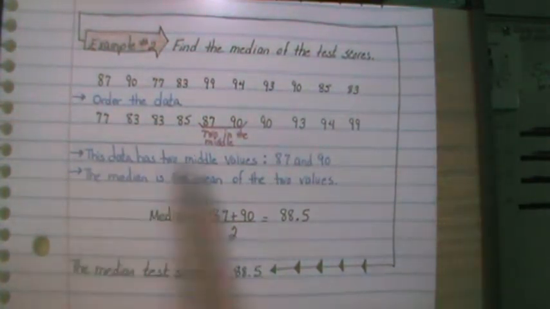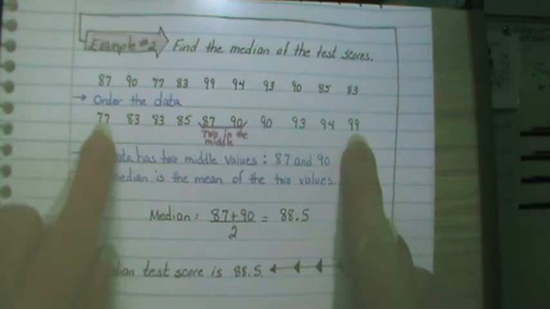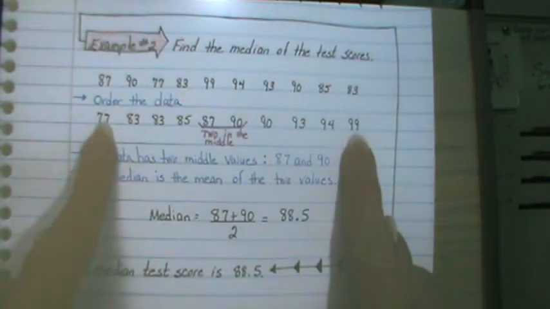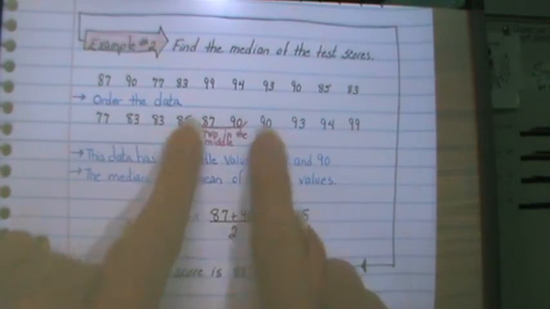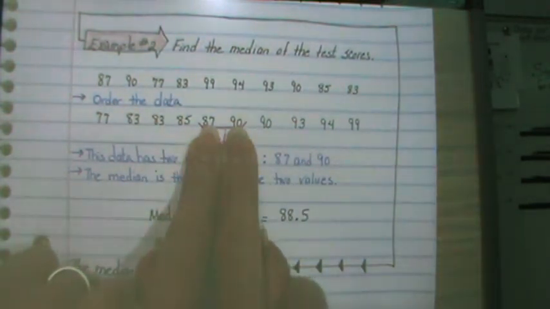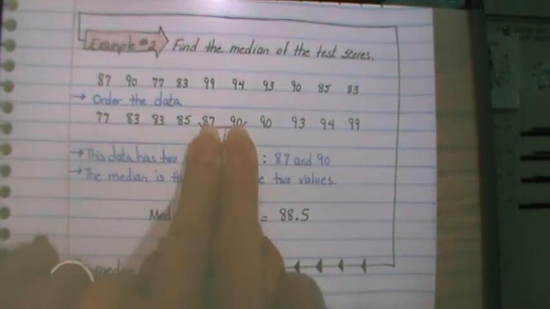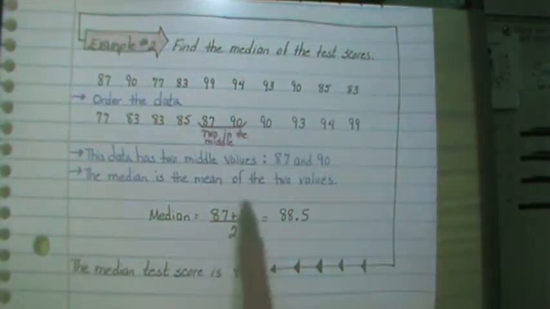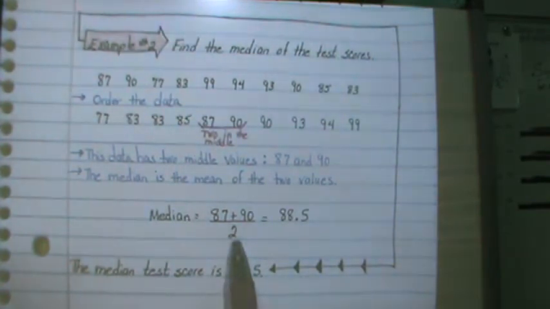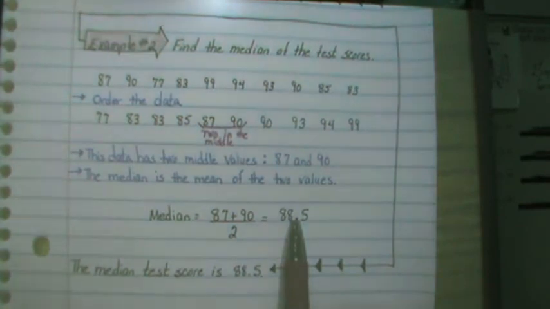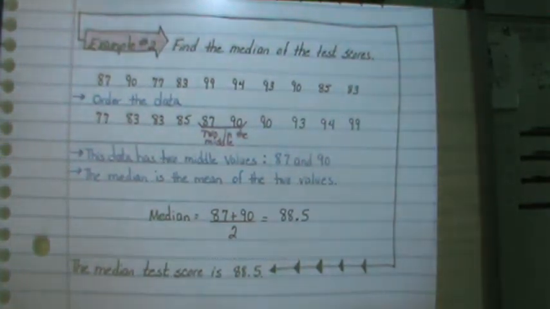Now, when you do finding the middle pieces of data, you can always use your pointer fingers and start on the outside and then go towards the inside, and you're going to find out that you've got 2 pieces of middle data. So you can't have 2 numbers for your median. You only get 1. So what I need to do is add these 2 numbers together, and that's what I'm doing here, and divide it by 2, because I'm adding 2 numbers together, so I'm dividing it by 2, and that gives me my median. So the median test score is 88 and 5/10, or 88 and a half. I would round it up to 89, but I'm not the teacher in the book.